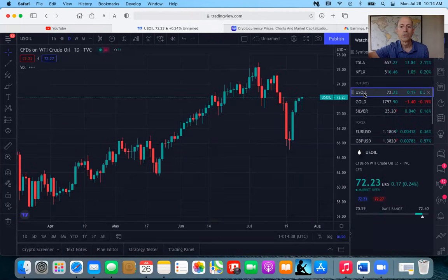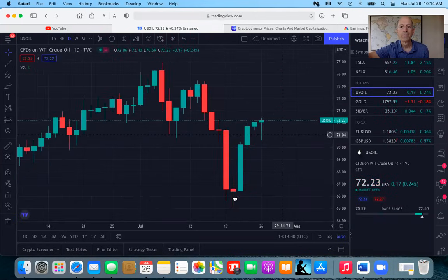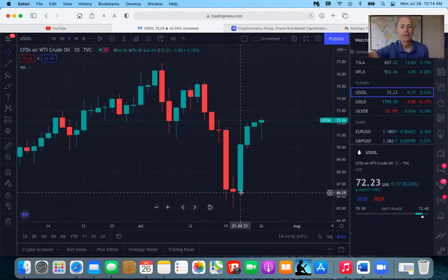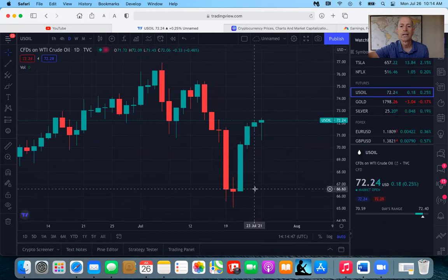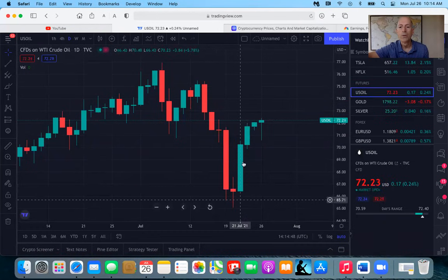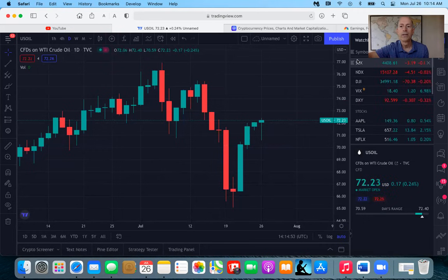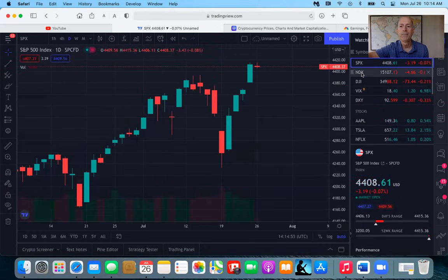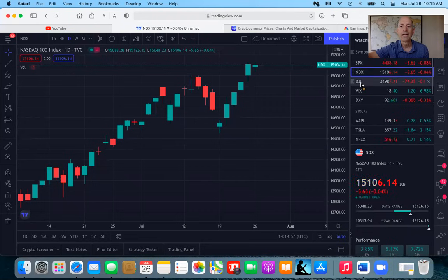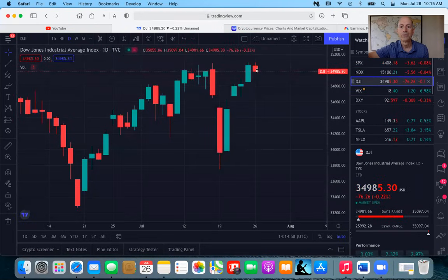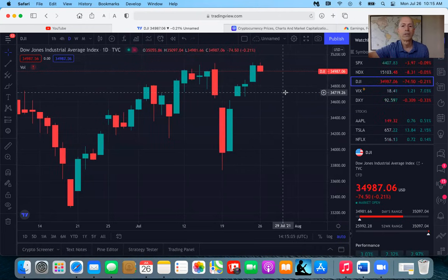Here's something that's really interesting. Take a look at the oil chart. Look what oil did. Same thing. On the daily, that's the 21st, the 22nd, the 23rd, 24th. Oil's been shooting straight up, tracking right along with Bitcoin. And then of course we talked about the S&P, NASDAQ, and the Dow Jones. They're all starting to tail off a little bit today. We have a lot of big news coming up this week that we're going to talk about in a second.